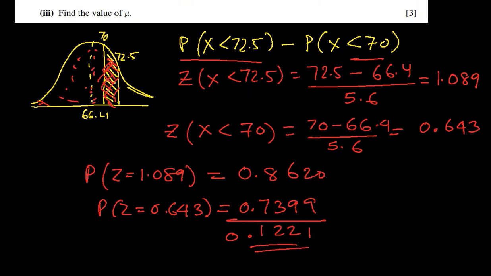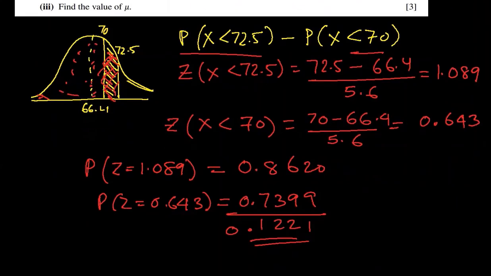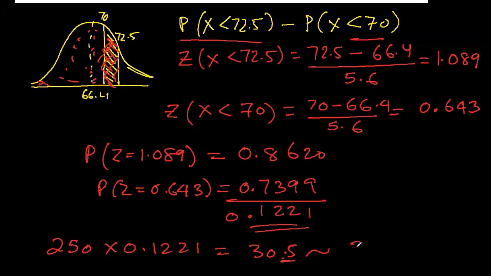But the question was, how many sheep are expected? Estimate the number of sheep which have weight between 70 and 72.5. So the probability is 0.1221, and 250 sheep are there. So we'll multiply the probability and we'll get the number of sheep. So it is 30.5 sheep, and we can't have a sheep in points, so we'll write 31 sheep. Okay, next.